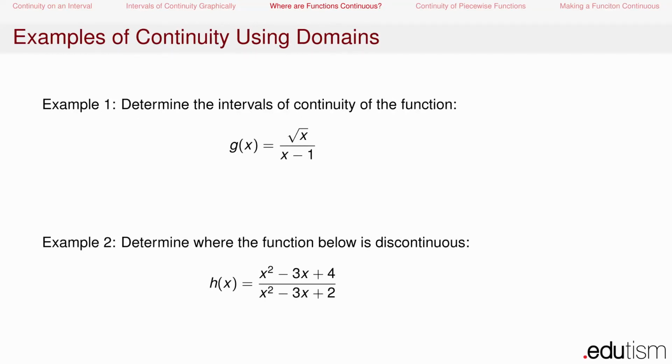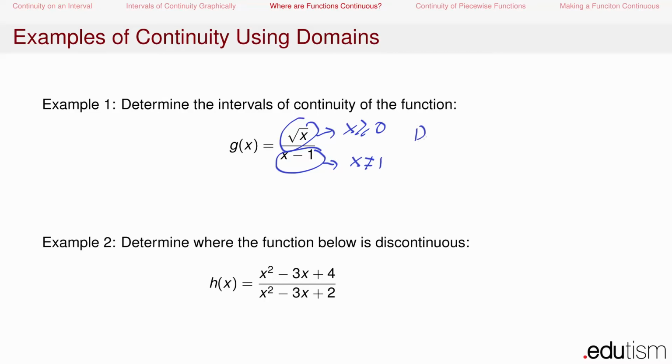On this slide, I've got two examples of functions which are not piecewise, and therefore their continuity can be found using their domain. So this first example, we want to find the intervals of continuity of this function. So the first thing to do is we want to find the domain of the function. The fact that there is a square root of x tells you that x has got to be bigger than or equal to 0. The fact there's an x minus 1 on the bottom tells you that x cannot equal 1.